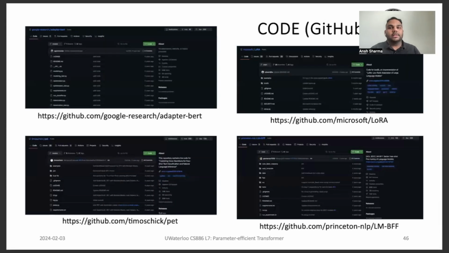I would highly encourage everyone to check out the code of all 4 papers on GitHub, as they are well documented and easy to use.